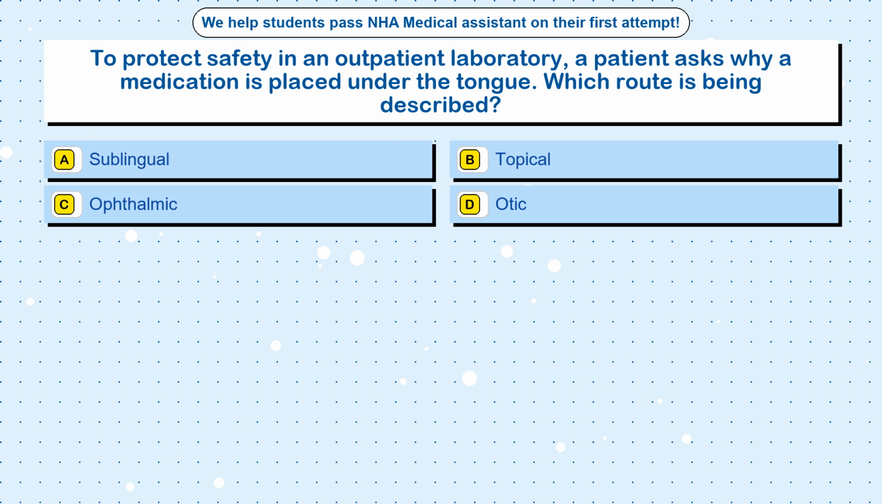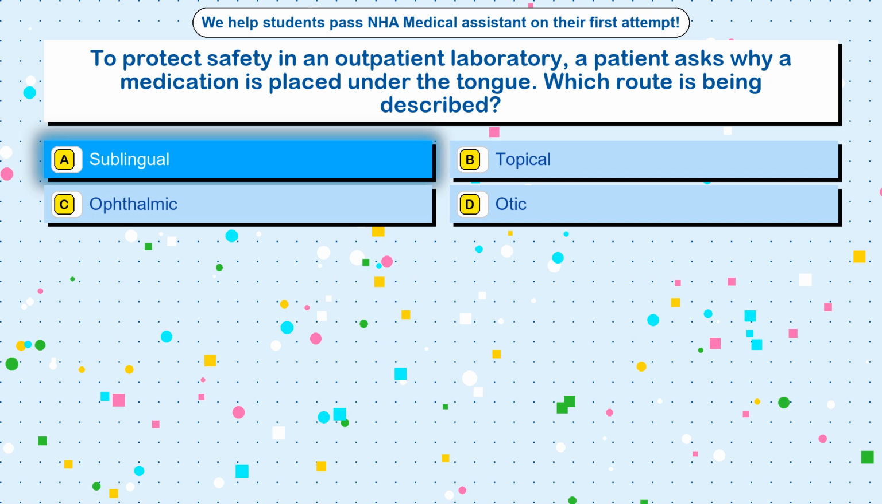Question 56. To protect safety in an outpatient laboratory, a patient asks why a medication is placed under the tongue. Which route is being described? Option A, sublingual. Option B, topical. Option C, ophthalmic. Option D, otic. The correct answer is option A, sublingual.